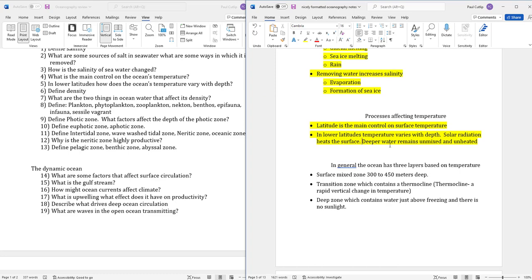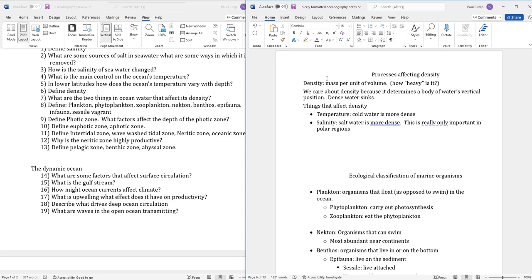Defining density, remember that density is mass per unit of volume, right? It's how much does something weigh as compared to how much of it do you have. It's kind of how, quote unquote, heavy something is. And we've been in and out of density all semester long, so I think we get this by now.